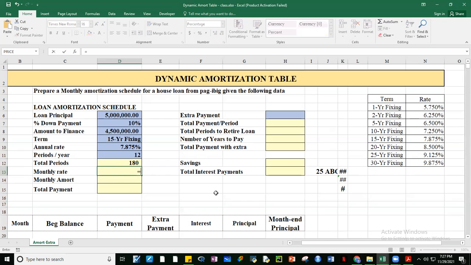And then the monthly rate: annual rate, dapat convert natin yan sa monthly, divide by 12. So the period should be monthly, and the rate should be also monthly, dapat consistent tayo. We can now compute for the monthly amortization. But before I do that, thank you for the comments.